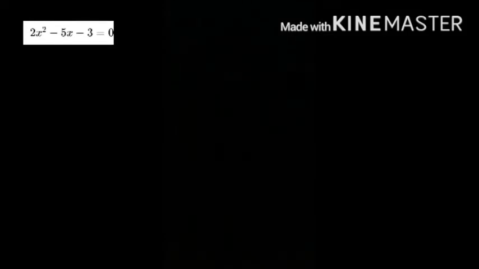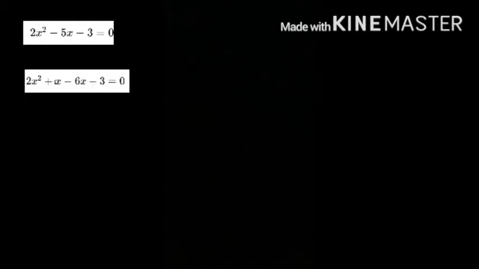Now what I will do next is find two numbers which when multiplied equal negative 6 and when added equal negative 5. And those two numbers are x and negative 6x, because negative 6 times 1 is equal to negative 6 and negative 6 plus 1 is equal to negative 5. Now we replace the negative 5x with those two numbers and our equation will look like this.